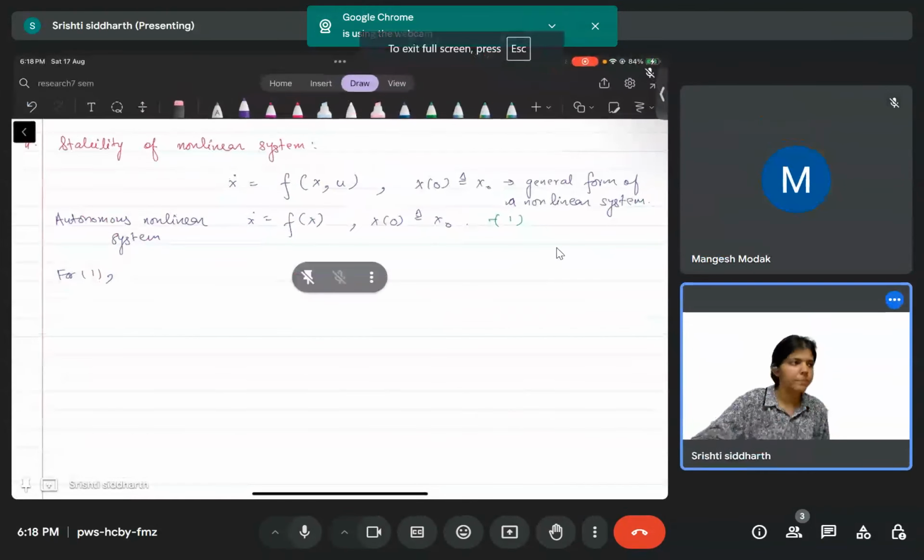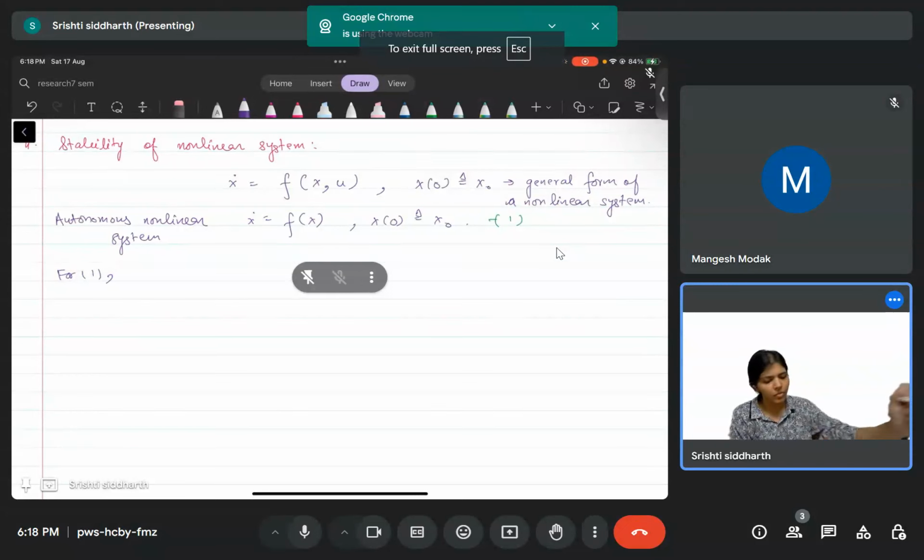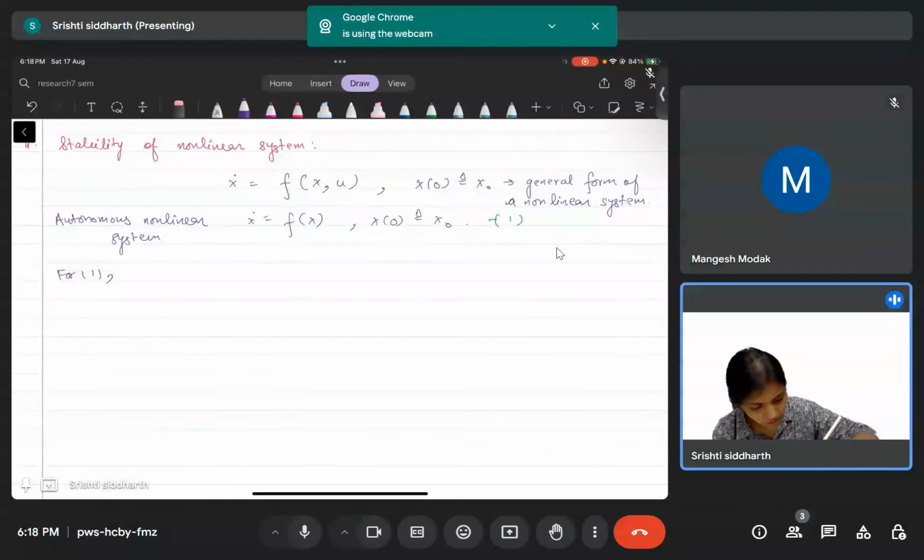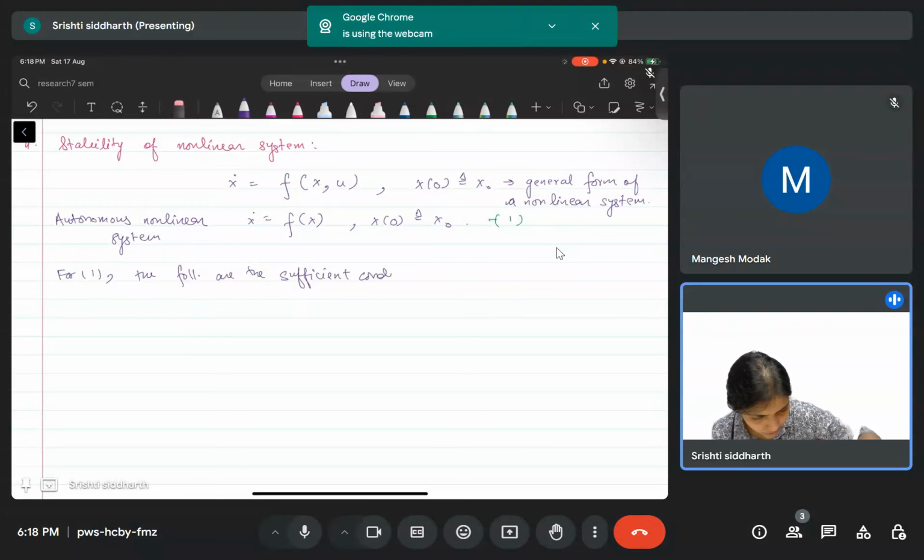So let's go ahead. For one, we have all the sufficient conditions for stability. Notice if these are met, these conditions are satisfied.